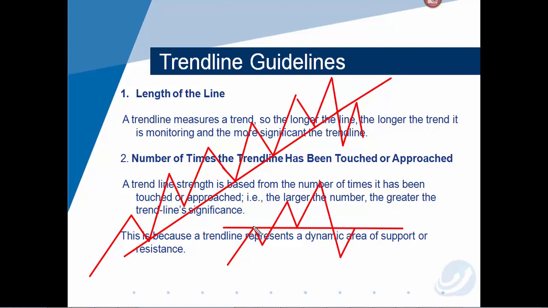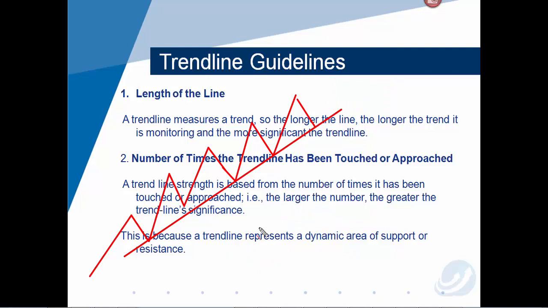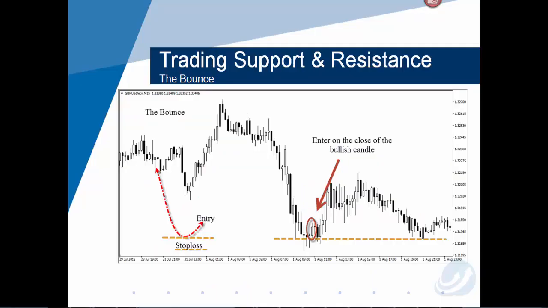So the more times we see price reacting at a specific price point or within a zone area, that area becomes a solid level of resistance and support. So when we're looking to identify key areas in the market, what we're looking for are multiple bounces at a specific price point. That's basically what we're looking for. Multiple bounces at a specific price point. All right, so trade in resistance and support, the bounce.